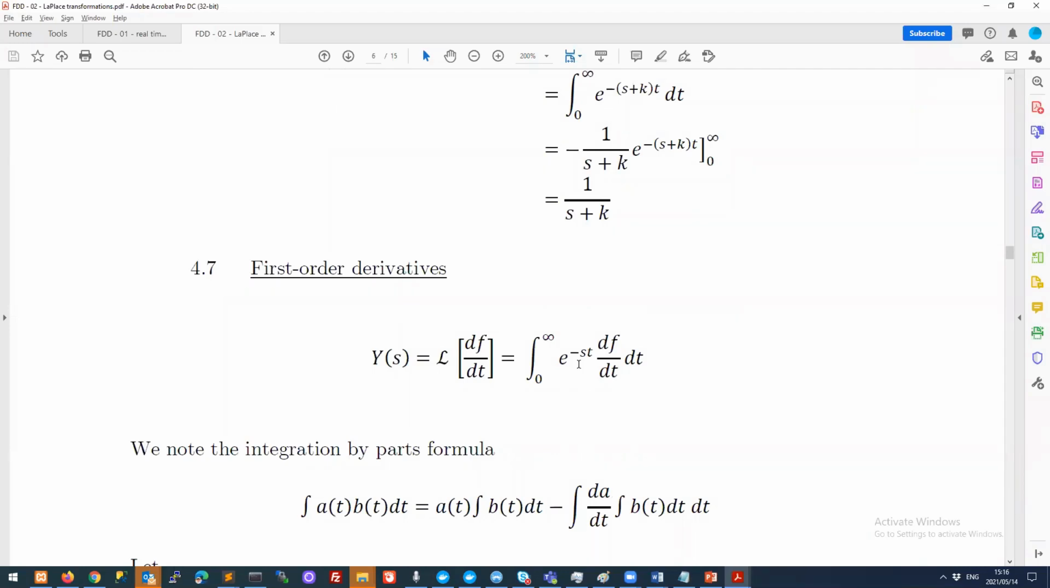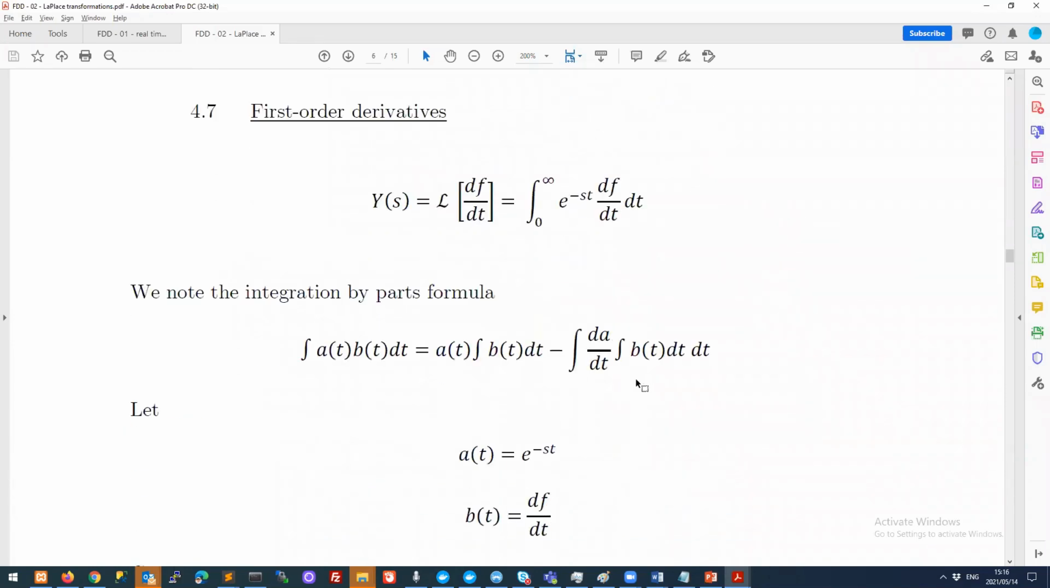Okay, now the first order derivative. So here's where it gets a little bit more interesting. You now want the Laplace transform of a derivative of f. This is why it becomes so valuable, because we are able to get rid of derivatives. Well, okay, let's not get ahead of ourselves. Let's do it, and then we'll see the rest of it. So the Laplace transform of df dt. You can write the df dt in there, and then you can use integration by parts.